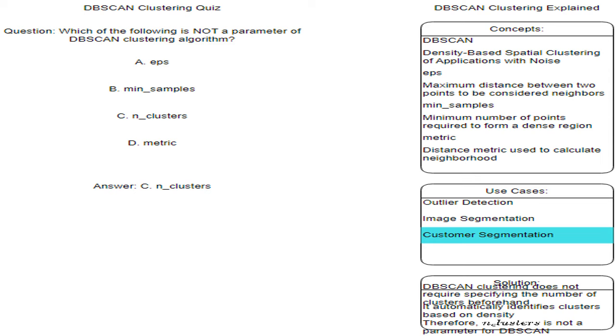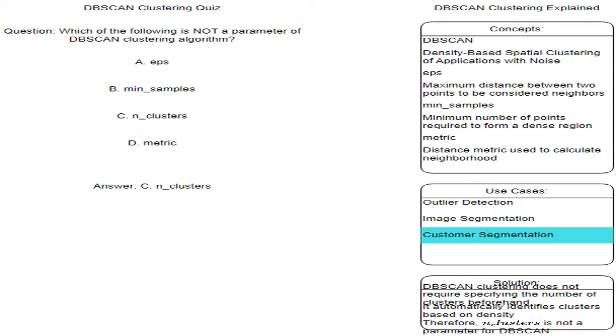Border point. A point is considered a border point if it is not a core point but has at least one core point as a neighbor. For example, (1, 2) is a border point because it has a core point (2, 3) as a neighbor. Noise point. A point is considered a noise point if it is neither a core point nor a border point. In this example, (7, 8) and (8, 9) are noise points.